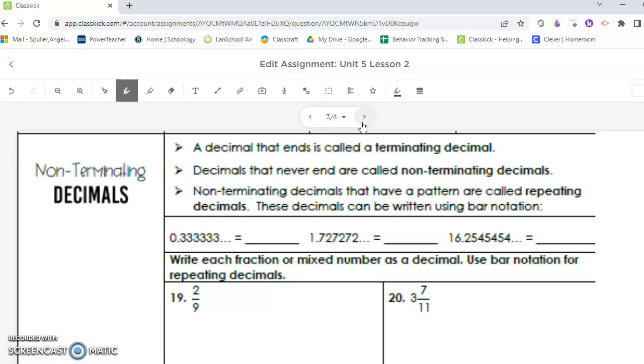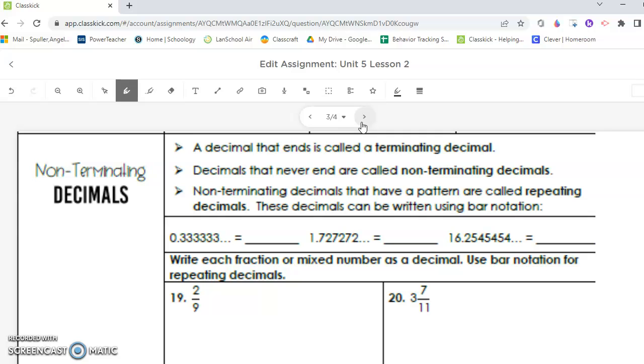All right, now we have another kind of decimal to talk about. A decimal that ends, sorry, it should say a decimal that ends is called a terminating decimal. Mrs. Oakley can't read this one. Decimals that never end are called non-terminating decimals. A non-terminating decimal that has a pattern is called a repeating decimal.